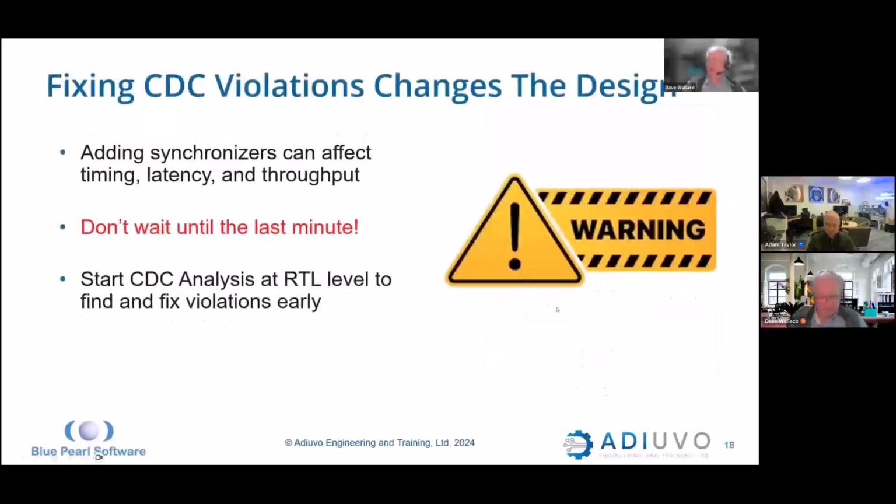One important point I want to note here is that when we fix CDC violations by introducing synchronizers, we are changing the design. And this can affect the timing of your signals, the latency particularly, and the throughput. So you don't want to wait to the last minute to fix your CDC problems. If you get all the way through, you're getting ready for tape out, you discover you have CDC problems, you need to introduce some synchronizers. Now you've changed the timing and the latency and so forth, and that potentially invalidates a whole bunch of your prior simulation. So you want to start the CDC analysis at the RTL level, to be able to find and fix your violations early before you've invested a lot of time in simulation, synthesis and so forth.